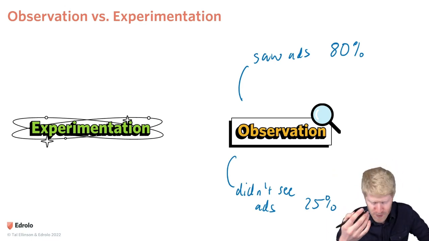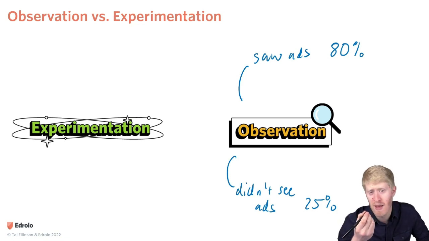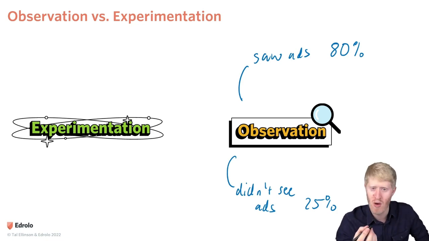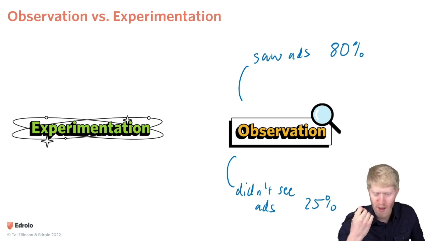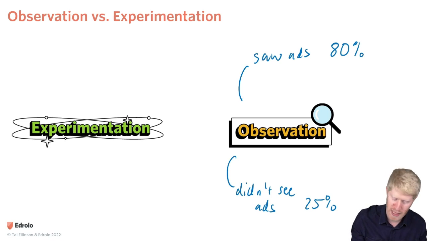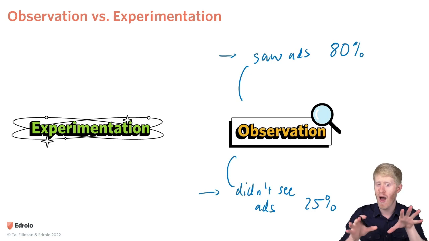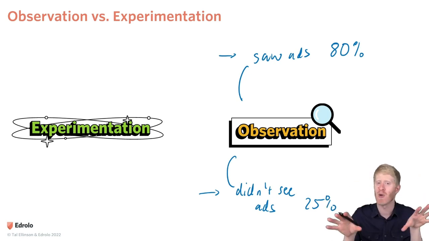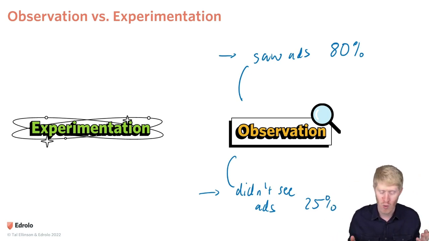What's the problem here? The problem is that we are making a conclusion based on observation of what happened historically, and we're not accounting for the confounding variables that could happen here. Do we think that these two populations, the people who saw the ads, the people who didn't see the ads, are equally representative of the same kinds of people? The answer is no.